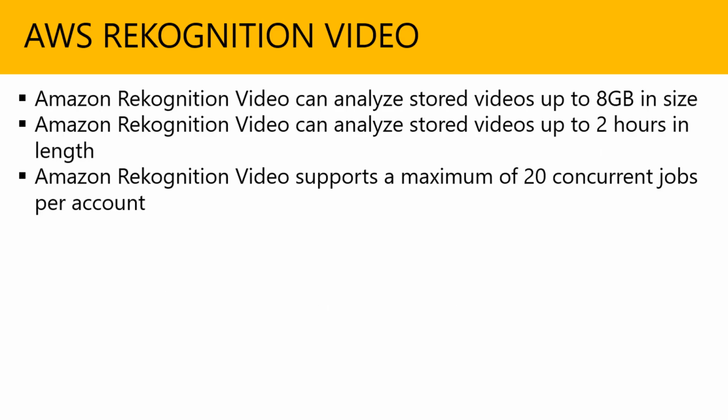Next is the AWS Rekognition video limitations. So Rekognition Video can analyze stored videos up to 8 gigabytes in size. Okay, so the upper cap is 8 gigs for a video and up to 2 hours in length. So you can't really take a video more than 2 hours and have AWS Rekognition analyze that video. And it also supports a maximum of 20 concurrent jobs per account. Okay, so these are the basic limitations.